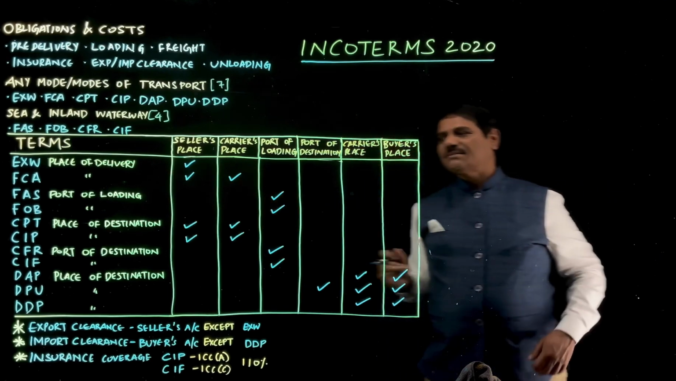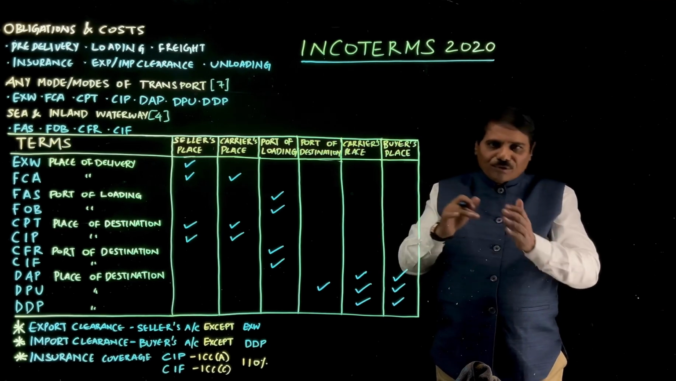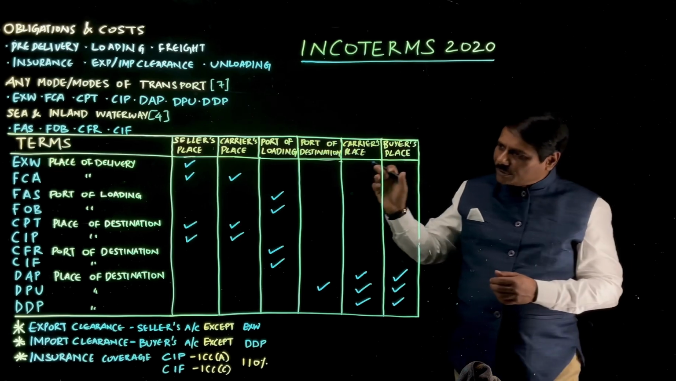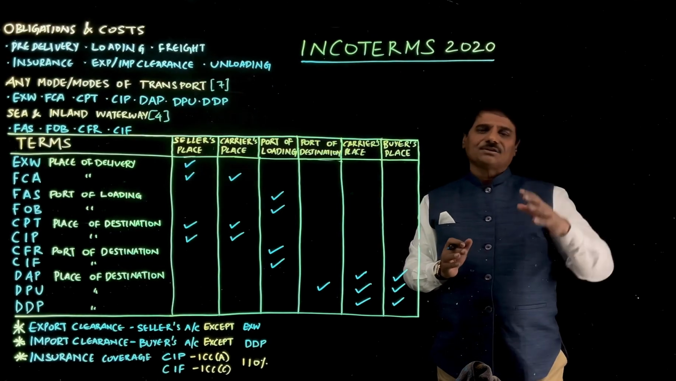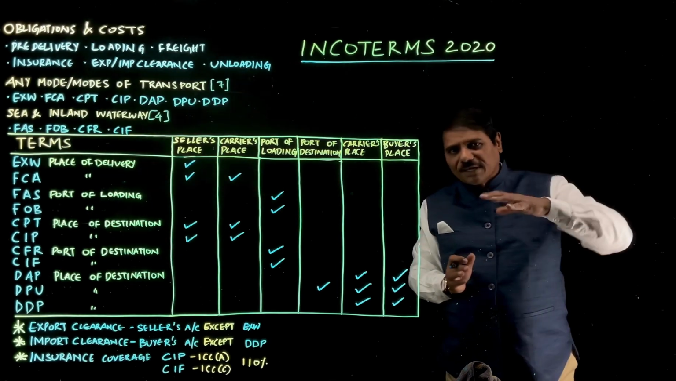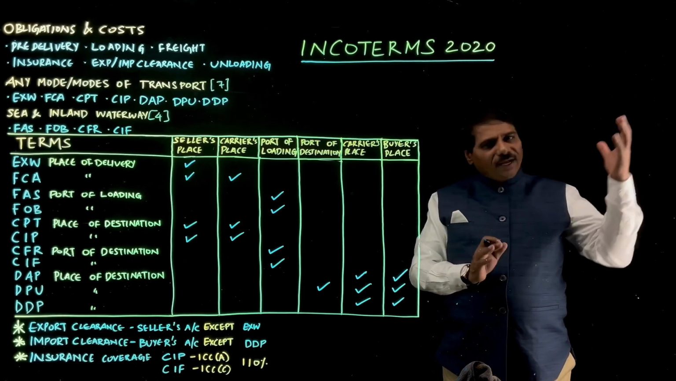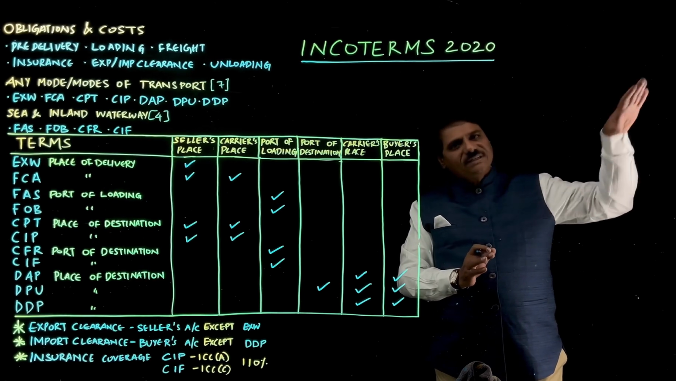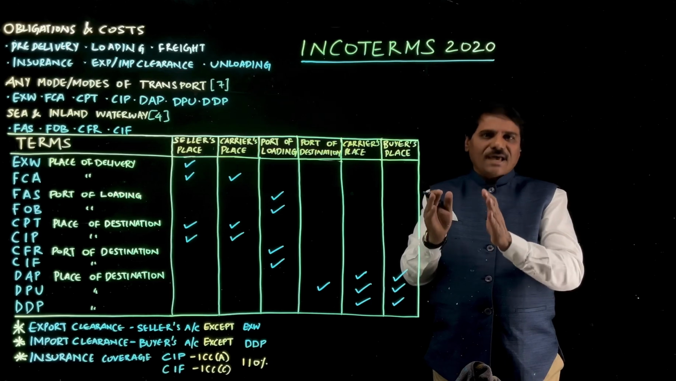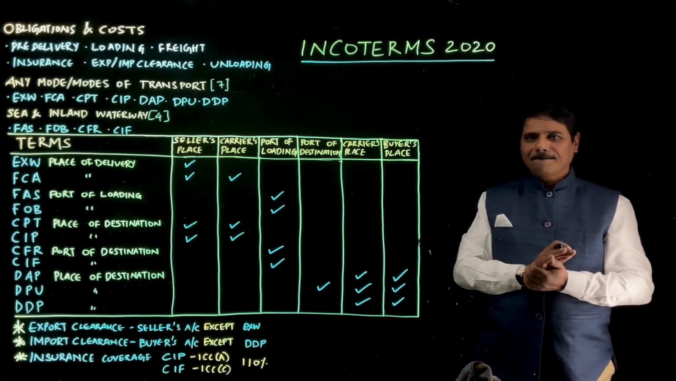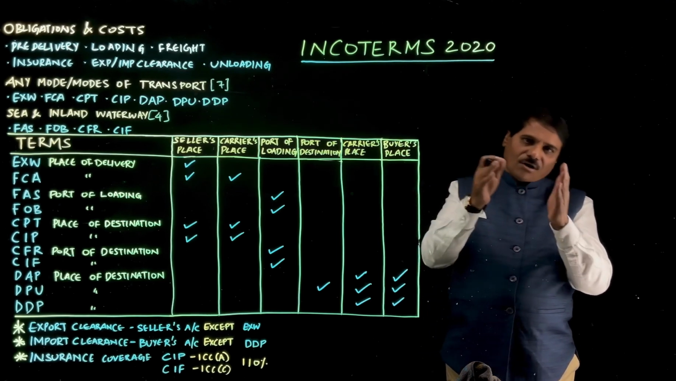Similarly, FAS we have discussed, free alongside ship, and free on board, FOB. In both the cases again, it is the buyer who must arrange the transportation. So buyer has to place the ship. So buyer has to pay the transportation charges for the ocean journey. Seller, in case of FOB, has to load the goods on board the ship. So the risk is passing from the seller to the buyer once the goods are loaded on board the ship.